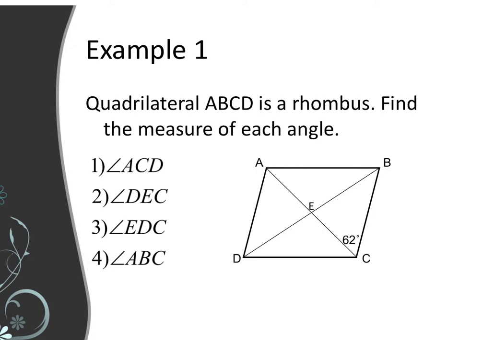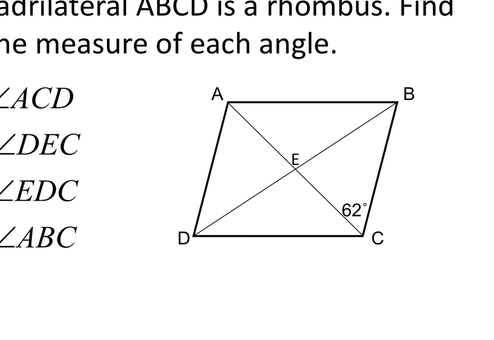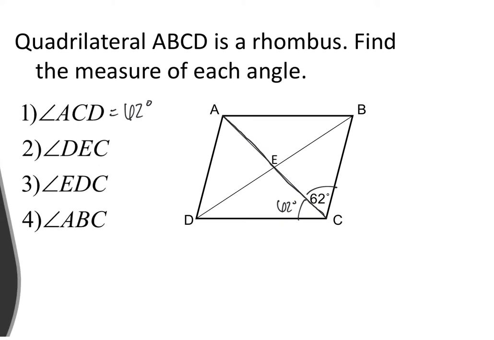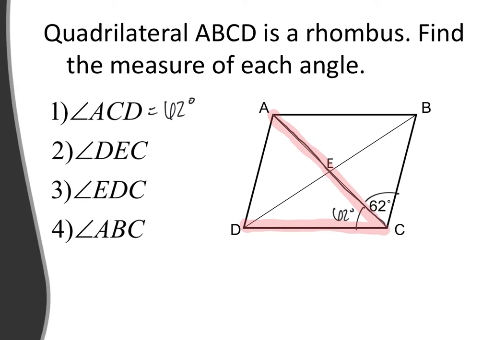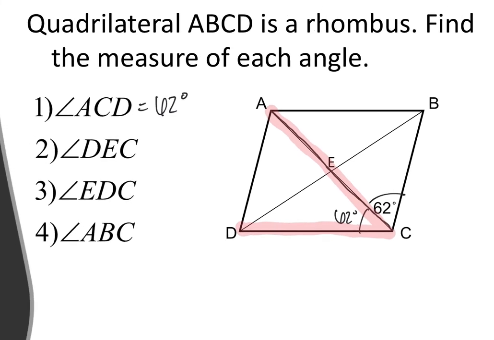Zoe? 62. Why is it 62? Because AC bisects the angle. Excellent. That's perfect. AC cuts this angle in half, right? So the other side must also be 62 degrees. Okay? And it was asking us for ACD, which if we take a highlighter, go from A to C to D. Do you see how that's that angle? Okay? Now, what theorem do we apply to get here? It is the opposite angles rhombus theorem.